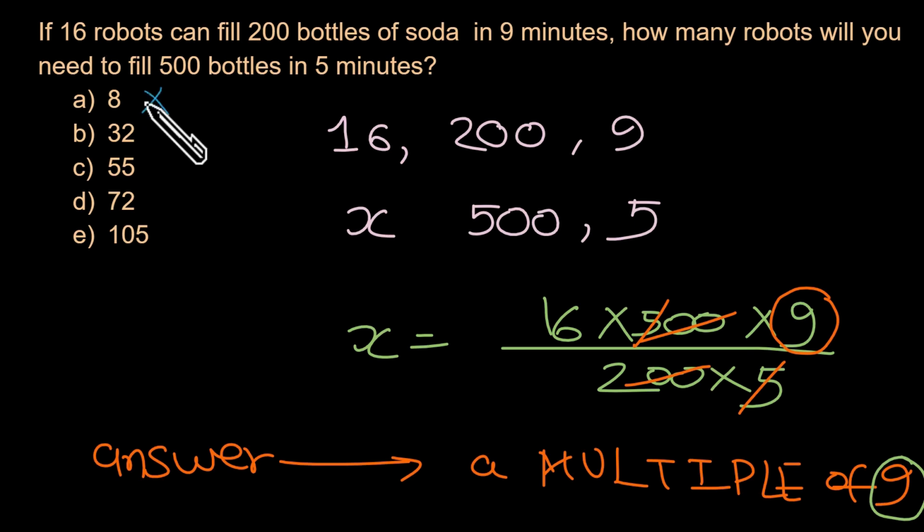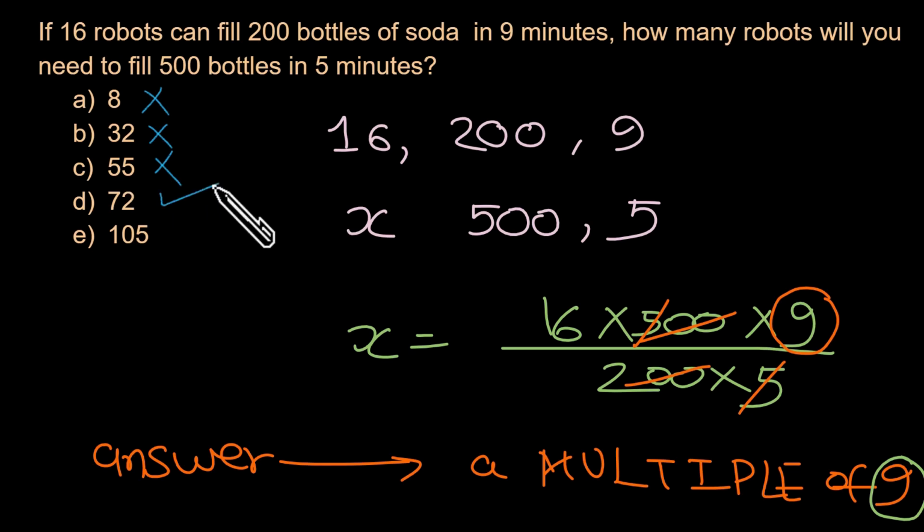8 is not a multiple of 9. In fact, it's a trap answer. If you do opposite multiplication and division, you will probably get something like that. And you also know that the answer should be at least more than 16 because we have more work to do, less time. So 18, 32 are probably too small anyway.